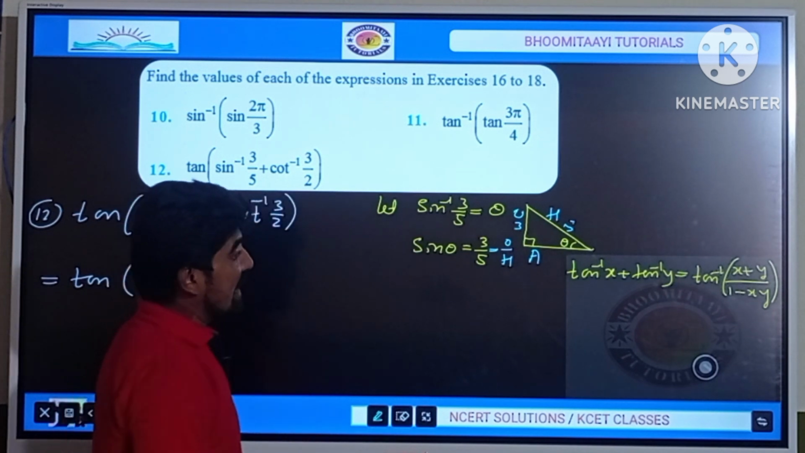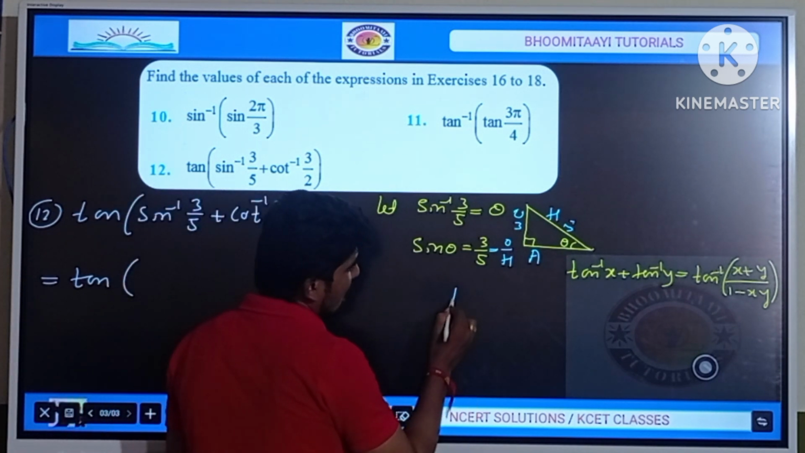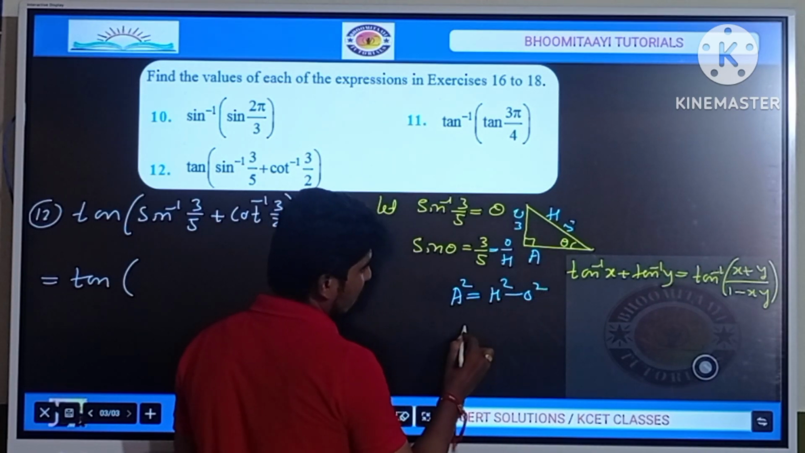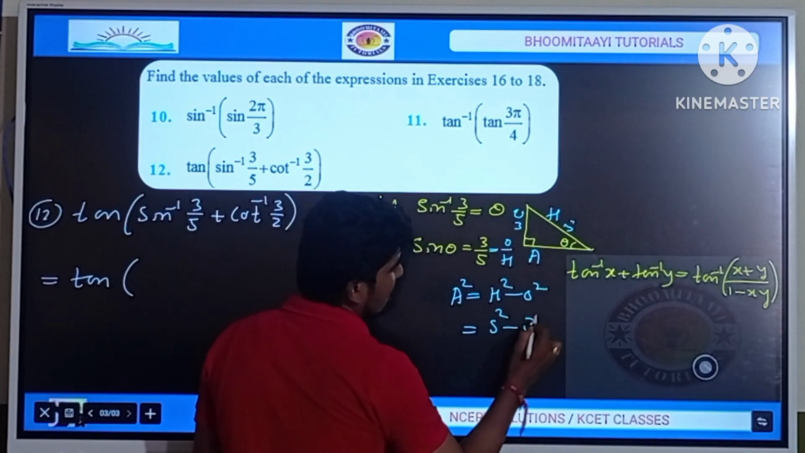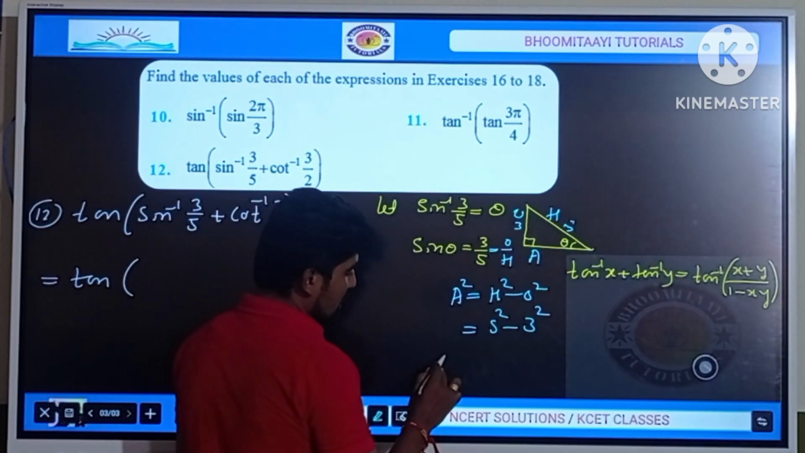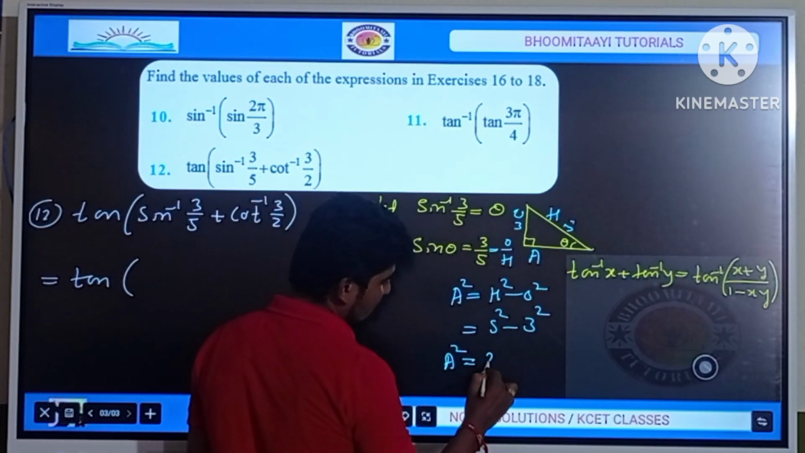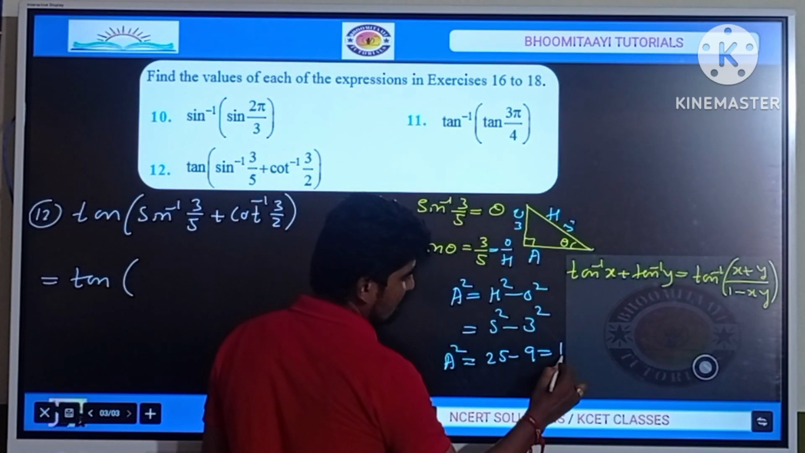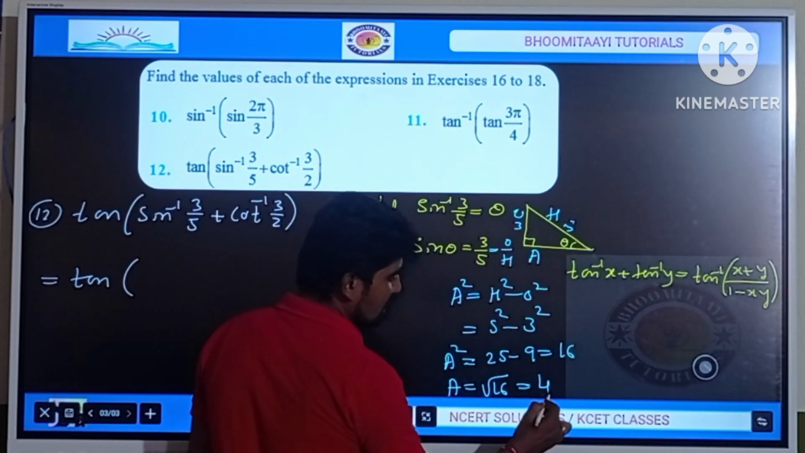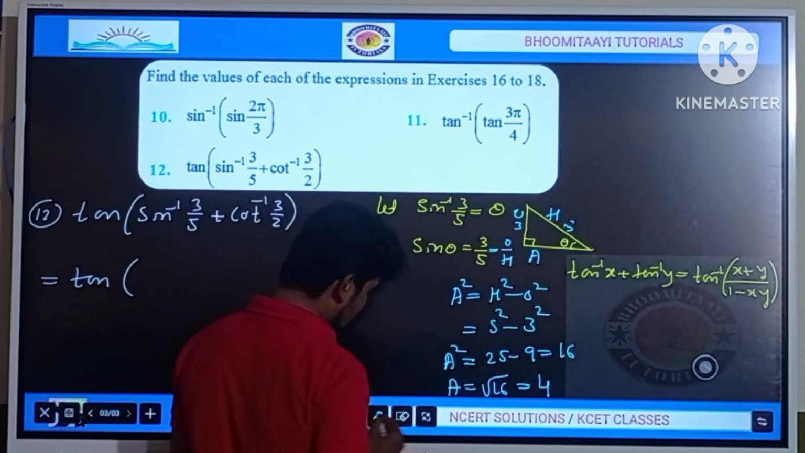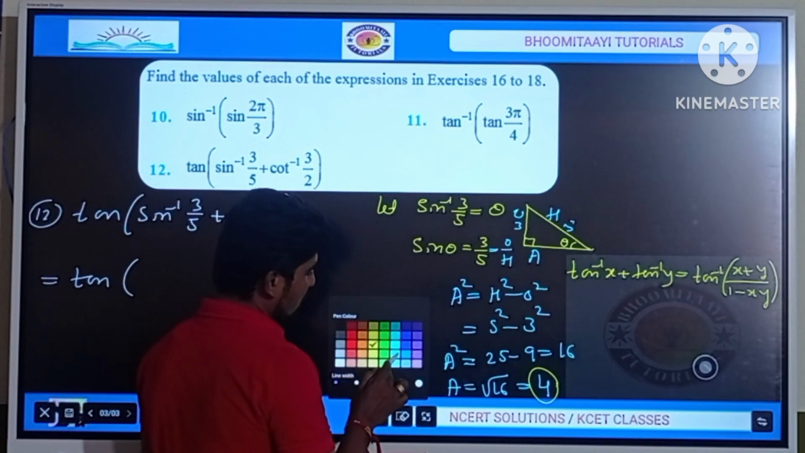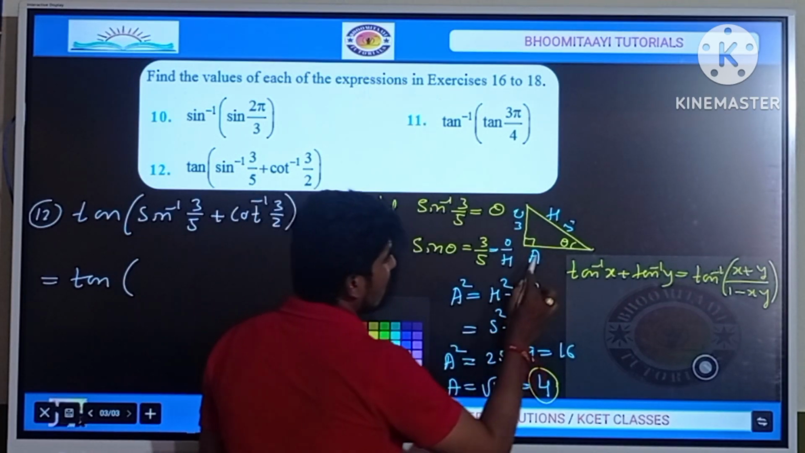Now to identify the adjacent side, we know that adjacent square is equal to hypotenuse square minus opposite square, which is nothing but 5 square minus 3 square, because the length of the hypotenuse is 5 and the length of the opposite is 3. Therefore adjacent square is equal to 25 minus 9, which is 16. Hence adjacent is equal to the square root of 16, which is 4. Therefore the length of the adjacent side is 4.